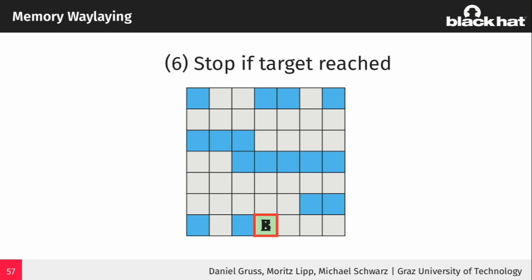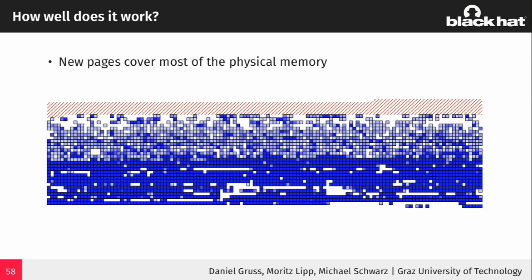Okay, but do we really reach all the physical pages? Don't we just get the same physical page all over again? In fact, we do not, as we can see on this graph. Whenever we get a new physical address for our page, it is with high chance a new physical location and not the same, as we can see in this plot.